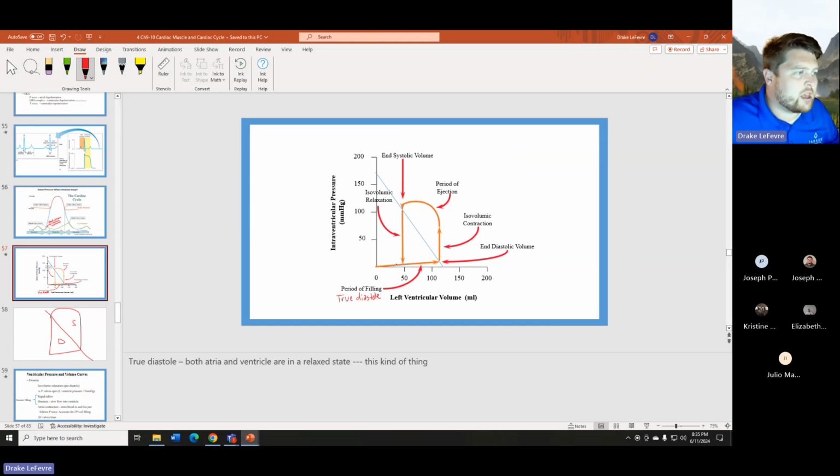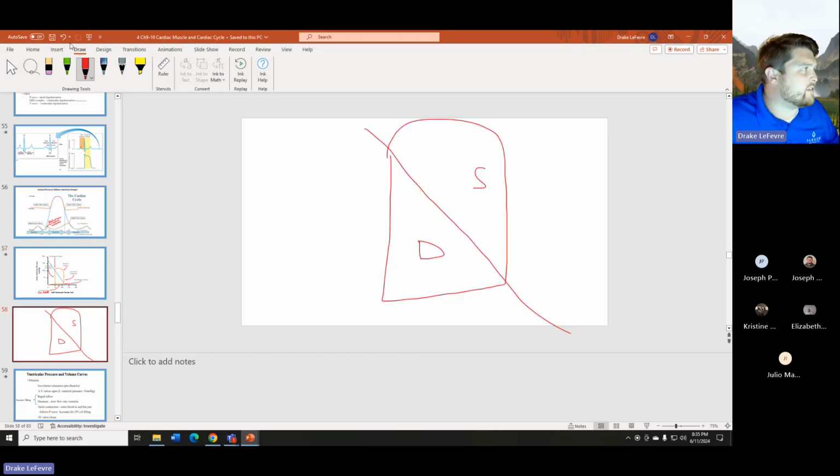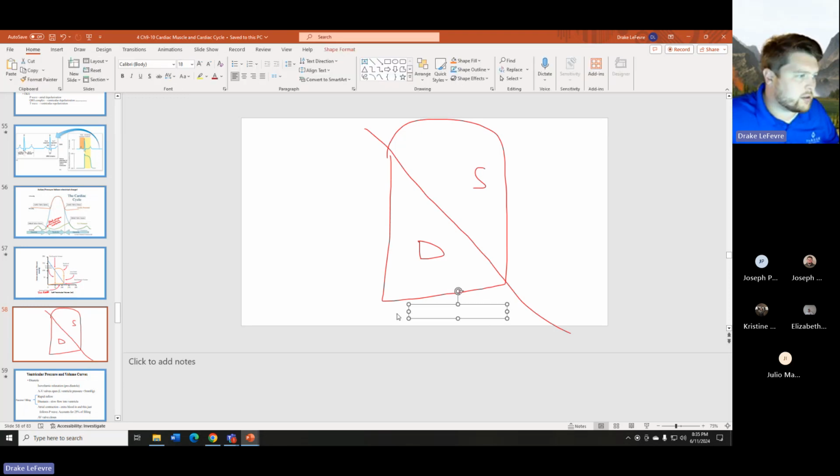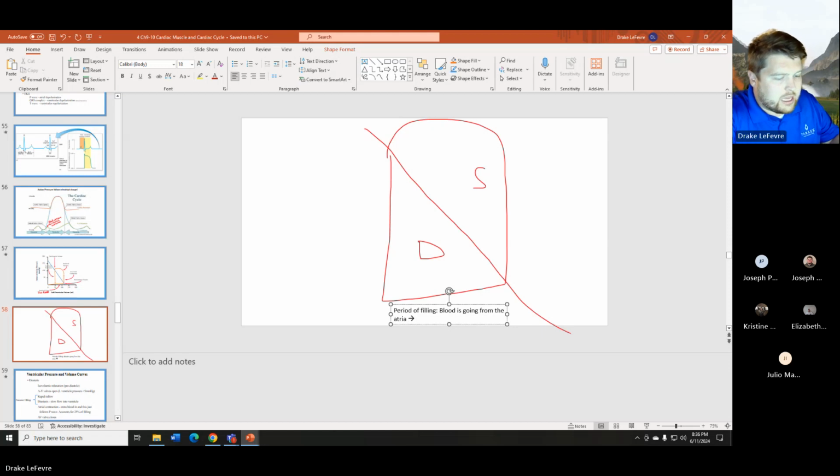So we look at this chart. Down here at the very bottom, we have a period of filling. Filling from where? What flows into what within the heart? So blood is going from the atria into where? The ventricles. Into the ventricles. Okay.